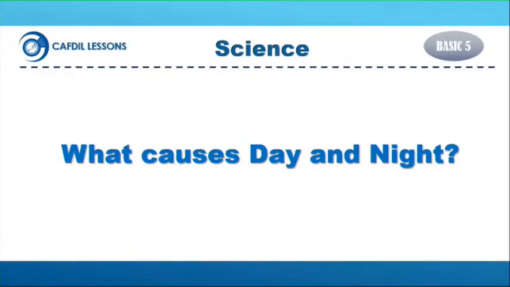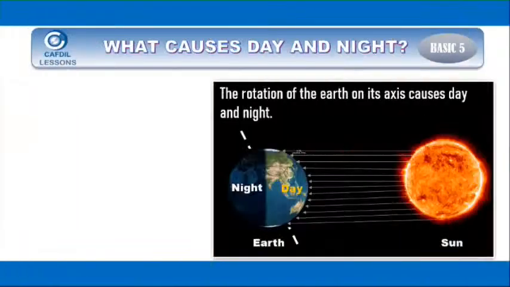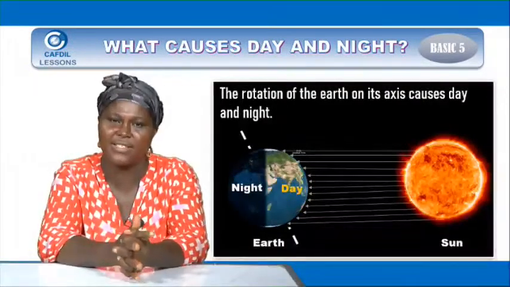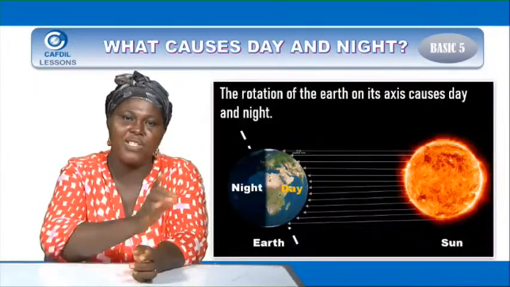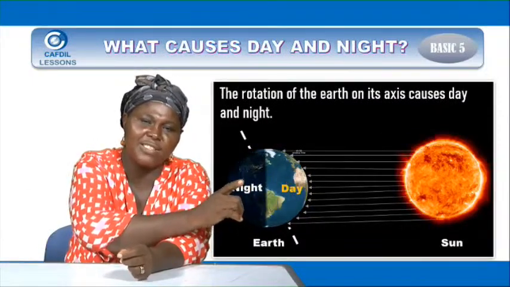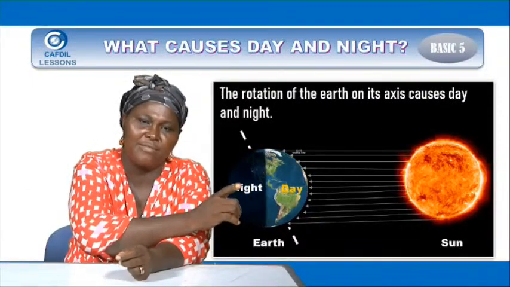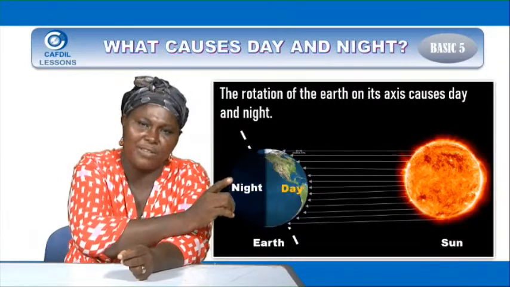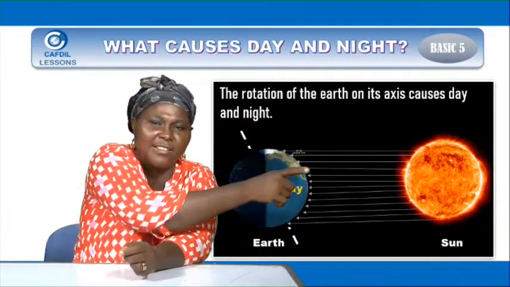So the question says, what causes day and night? So let's look at what causes day and night. Now let's look at the picture on our screen. Now this is the earth moving. The earth is moving. And we have the sun.